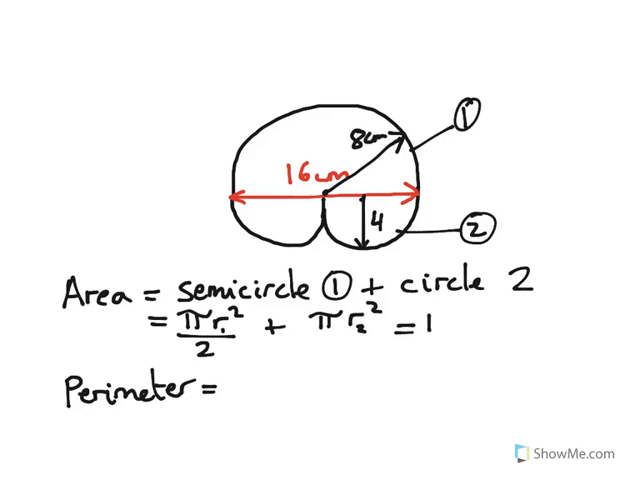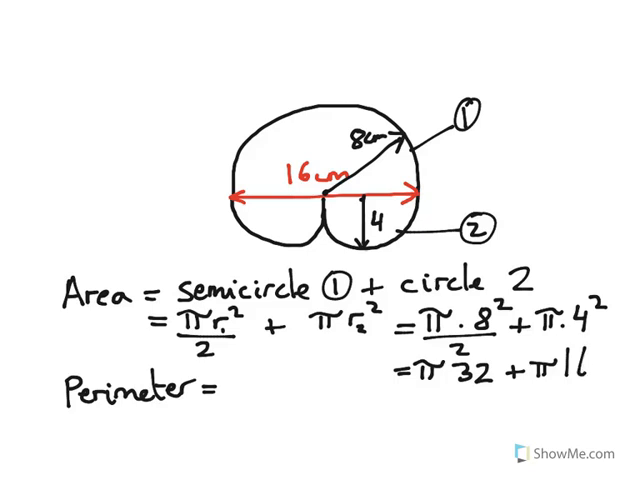This is pretty easy to work out. We have pi multiplied by the first semicircle, 8 squared divided by 2, plus pi times r2 squared, which is 4 squared, and we don't divide by 2 here because we've got 2 semicircles. Let's leave it in terms of pi all the way through here. 8 squared is 64, divided by 2 is 32, plus pi times 4 squared, which is pi times 16.